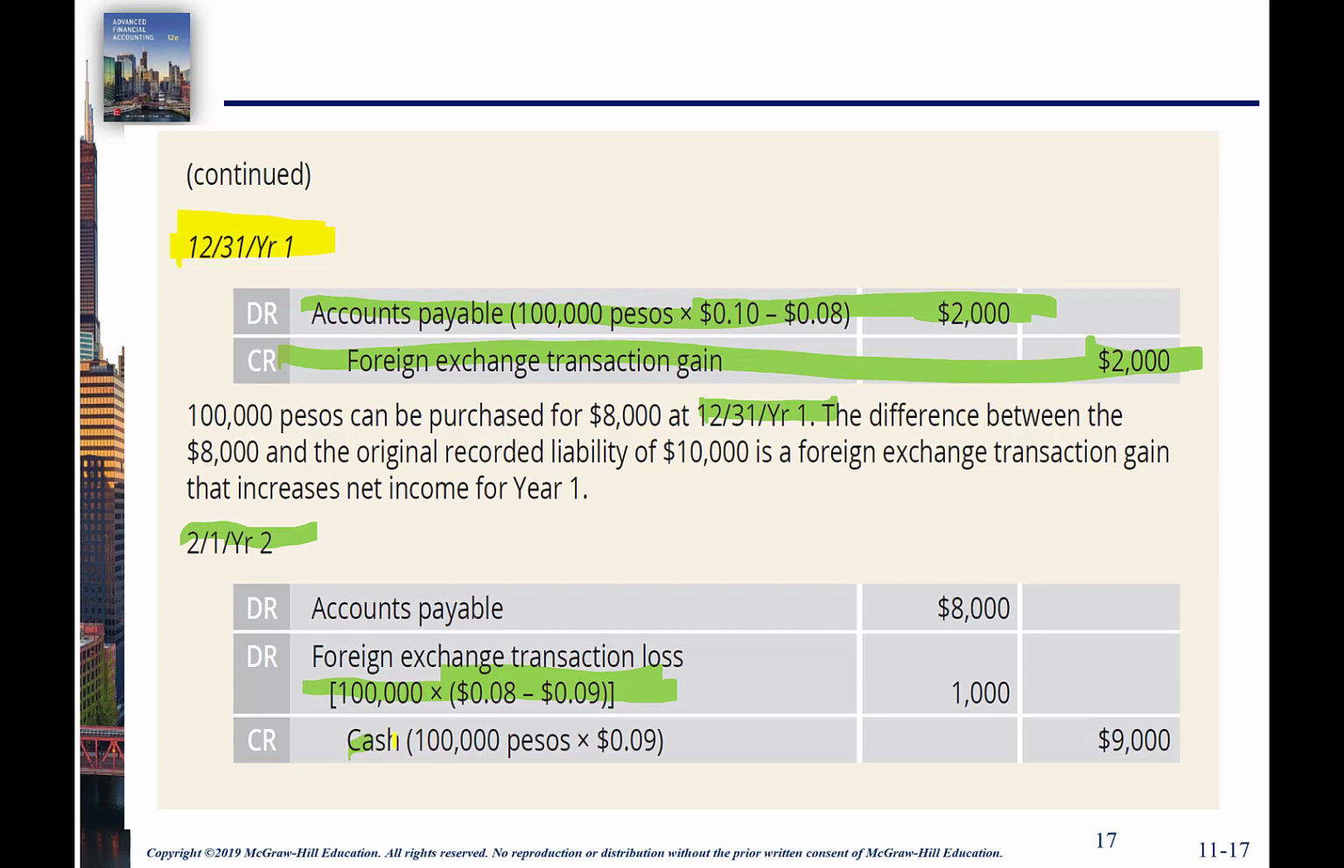So we pay them in pesos, but to acquire those pesos, we would have to give up $9,000. So we credit cash $9,000, and then we liquidate the accounts payable that we had set up for $8,000, and we take the loss.